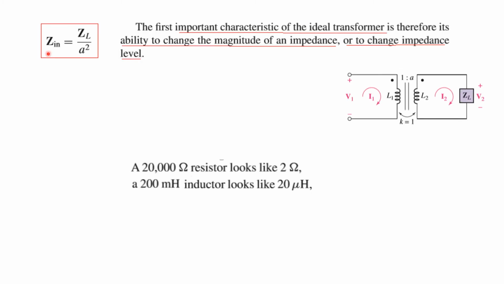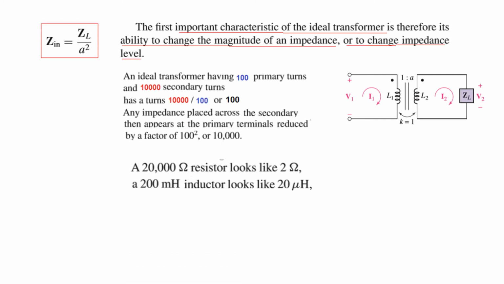This Zn equal to ZL over A square means the first important characteristic of the ideal transformer is therefore the ability to change the magnitude of the impedance, or to change the impedance level. So whatever was the value of the impedance here at the secondary side, it will appear very small at the primary because it is being divided by the number of turns square.